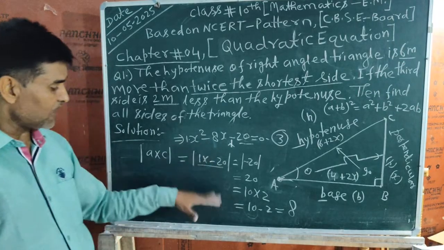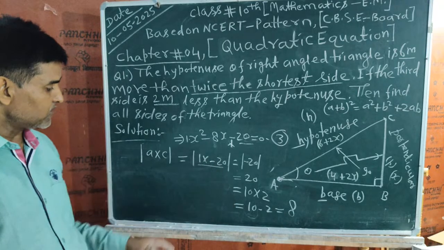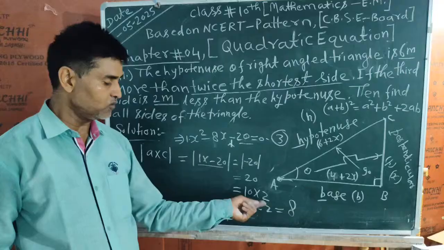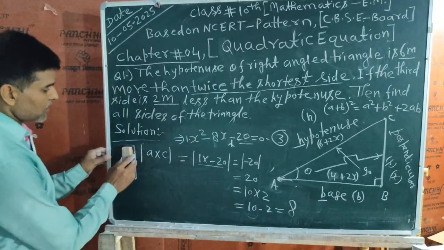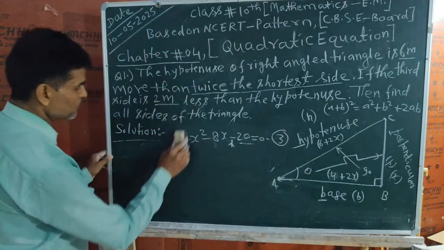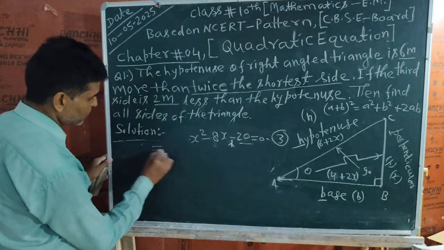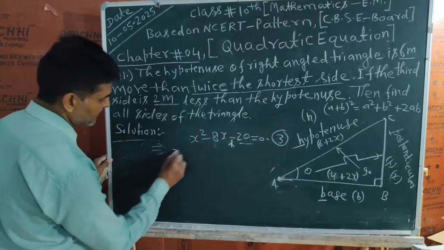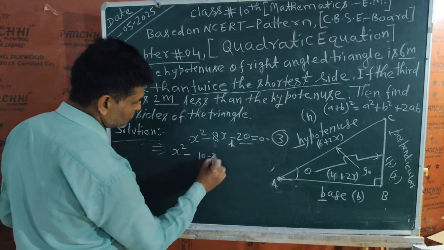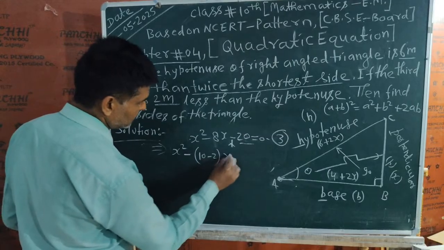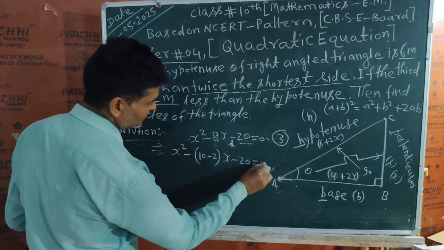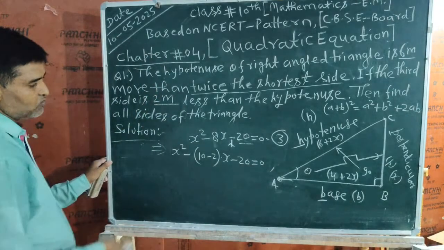Okay student, further I am going to erase this for further calculation because I have got one value, 10, and the other value, 2. After erasing, I have to write further. It implies that here I will write x square, in place of 8 I will write 10 minus 2, into x, minus 20 is equal to 0. I put 20 here, and in the right hand side I put 0.